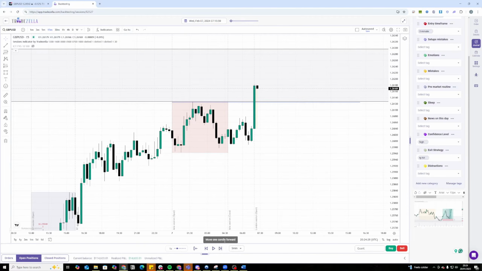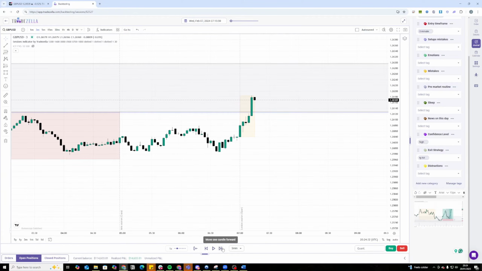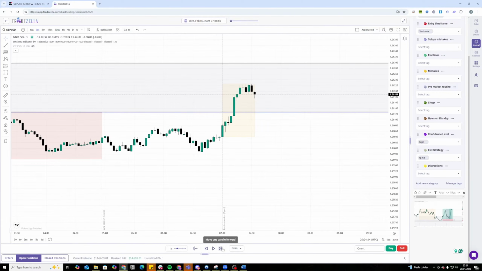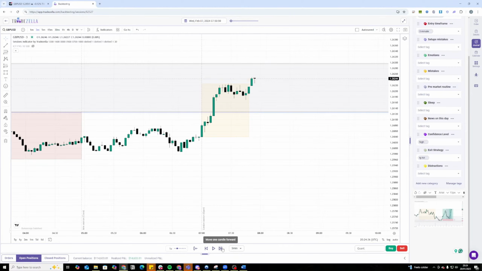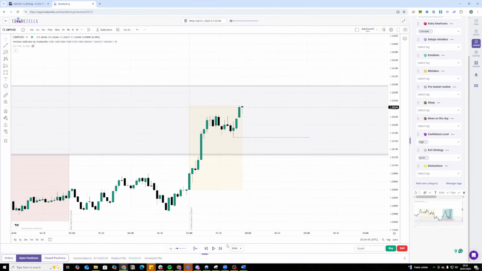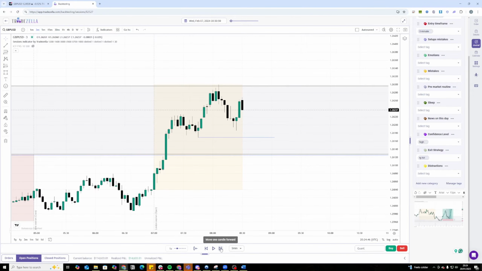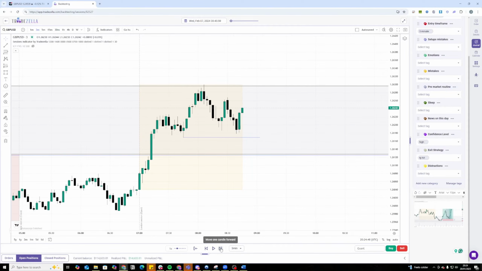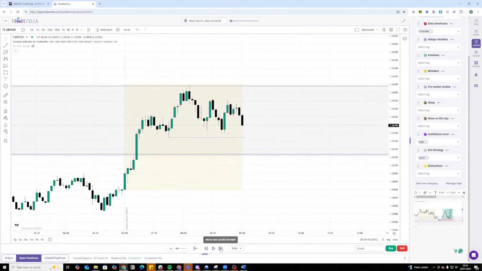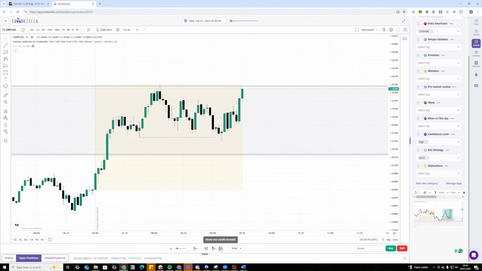All right. Price comes up. It taps in. Let's go to the lower time frame, see if we get our entry model. Nothing yet. So for a market structure shift, this low here would have to be broken. Still valid at this point. Can we break it? We don't break it.